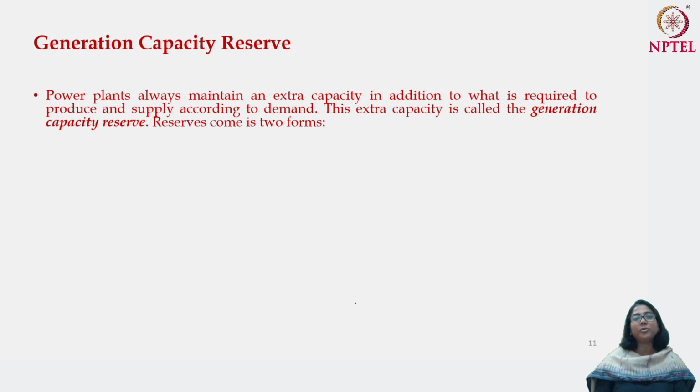Okay. Next, we move on to another concept which is called generation capacity reserve, which just follows the concept of load dispatch. The power plants always maintain an extra capacity in addition to what is required to produce and supply according to demand. So if my demand is 400 megawatt, I would try to be ready to produce a little more than that, because you never know when something goes on malfunctioning. This extra capacity is called the generation capacity reserve. It is like a buffer, a cushion that you can use when it's needed. If it is not needed, you don't use it.